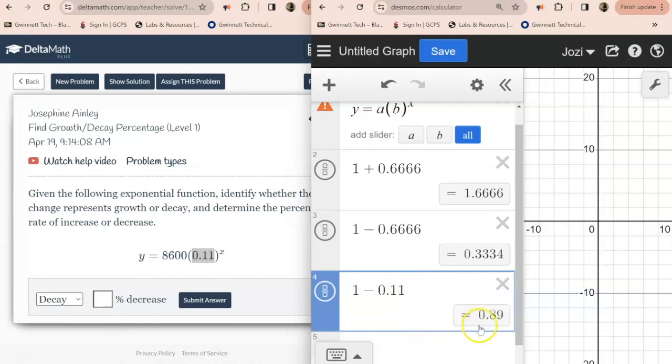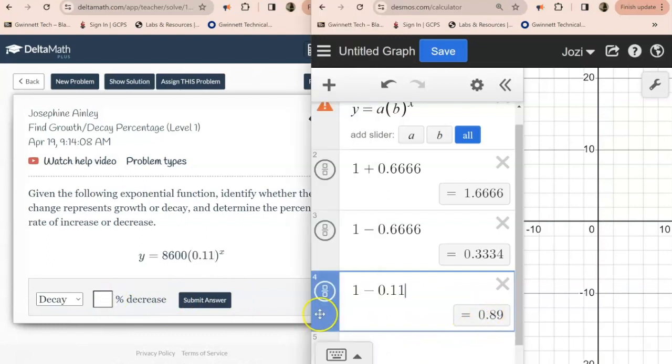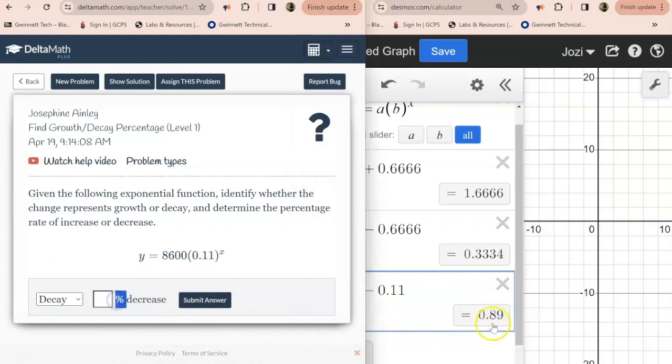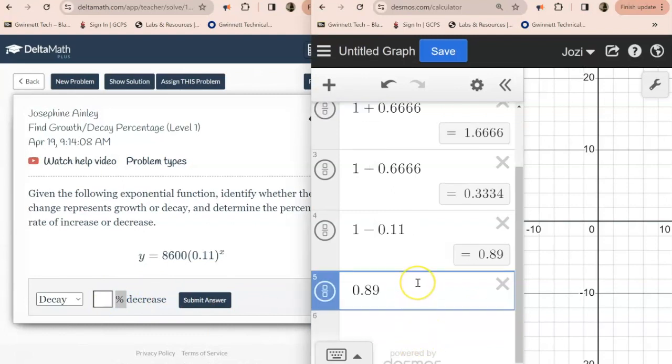And now this is what x is equal to. And what's x equal? 0.89 without the percent. So you see this answer wants a percent. What do I do to this number to make it a percent? I multiply it by 100.